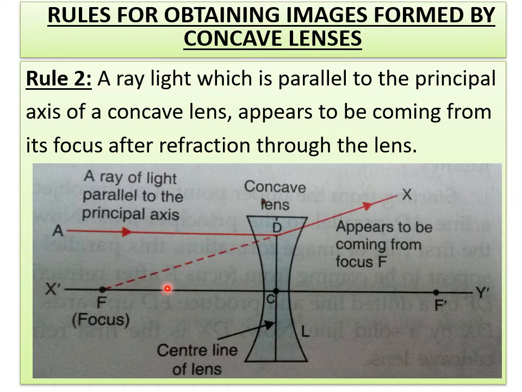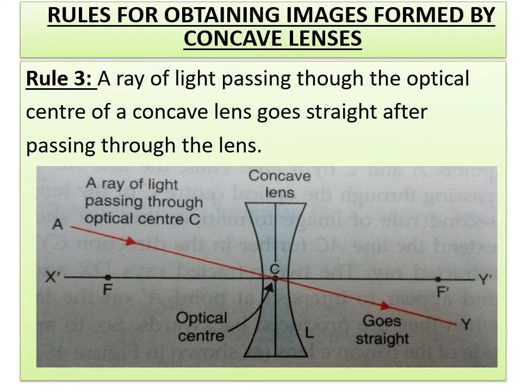A ray of light which is parallel to the principal axis of a concave lens appears to be coming from its focus after refraction through the lens. So if you see here, a ray of light passing through the optical center of a concave lens goes straight after passing through the lens.